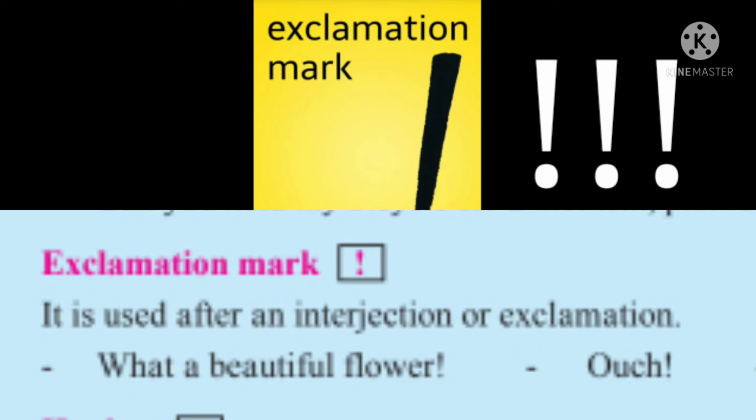As you all can see in the examples given below. First one, what a beautiful flower! Now this phrase is giving us an expression of the beauty of that flower. So hence we put an exclamation mark after this phrase. Next we have is ouch! The word ouch is expressing the feeling of pain. Hence we put an exclamation mark after the word ouch.